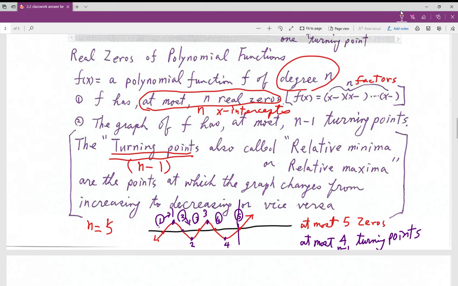And whenever you turn, you have a maximum or minimum. In other books we call it local maximum or local minimum, and here we say relative minimum or relative maximum. So it all depends on whether you increase or decrease, no matter what. When the graph goes from increasing to decreasing, then you have one turning point. From decreasing to increasing, you have another turning point. So that's how it happens.